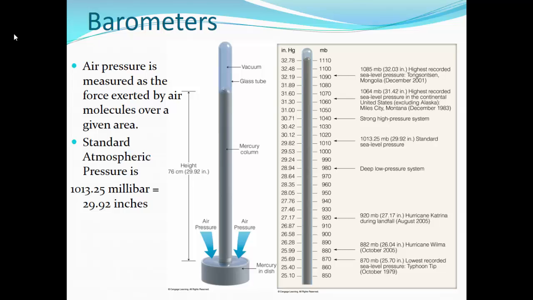Now, as there's less air pressure and lower pressure in the atmosphere, well, then that mercury falls. And so we say the barometer is falling. As air pressure increases, that mercury rises, and we say the barometer is rising.